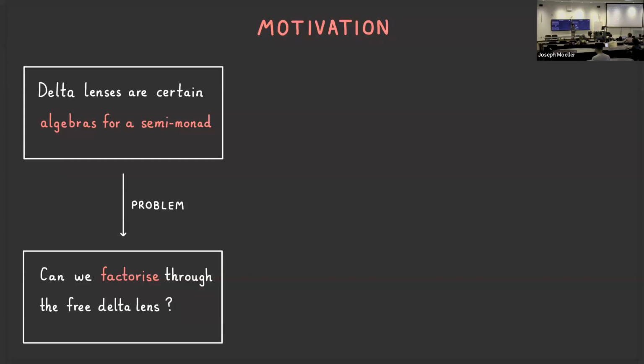can factorise through the free such thing generated by this semi-monad. Okay, so ordinarily, if we have a monad on a slice category, we can factorise the thing we started with through the free thing using the unit of the monad. If we have a semi-monad, we can't do this factorisation. So we could ask, well, can we factorise? We have this problem, which is when can we factorise through the free such delta lens on a functor?